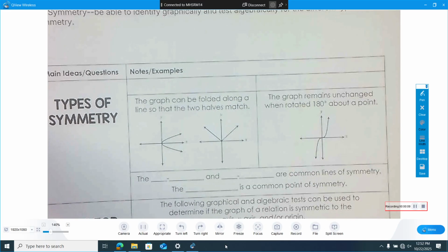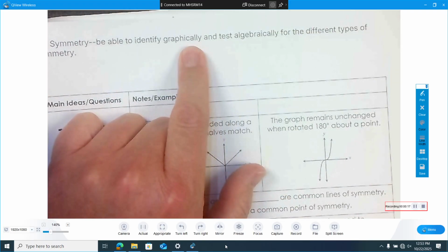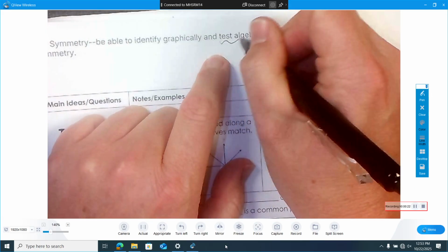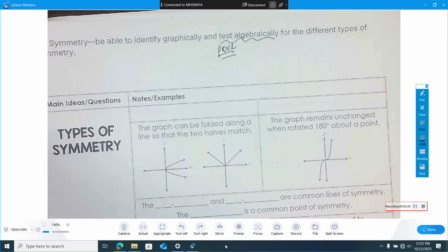All right. Today we're talking about symmetry. We are going to be able to identify graphically some different types of symmetry, but then also be able to not test it so much as prove it algebraically for the different types of symmetry that we have.